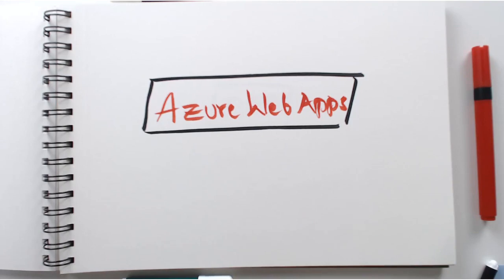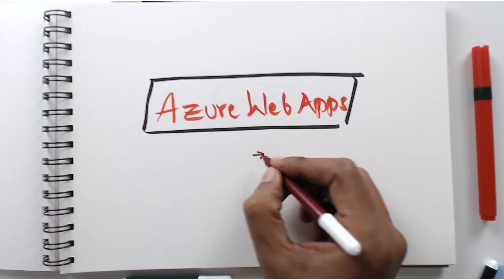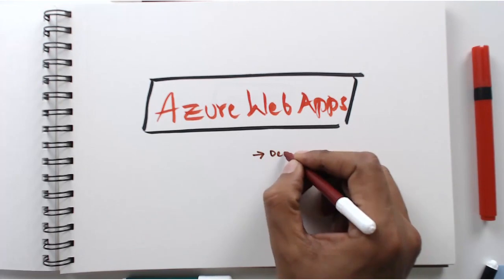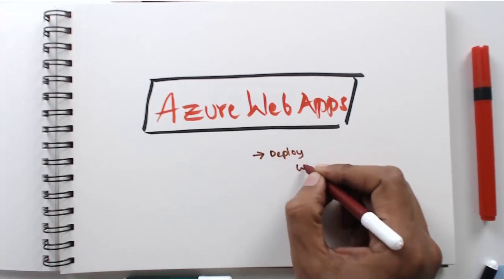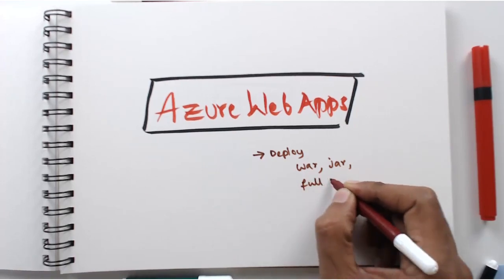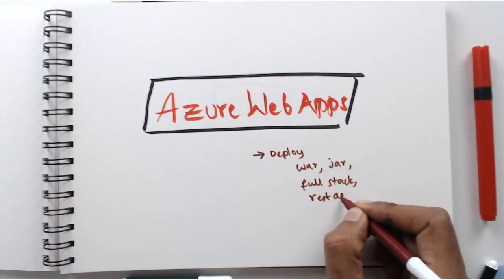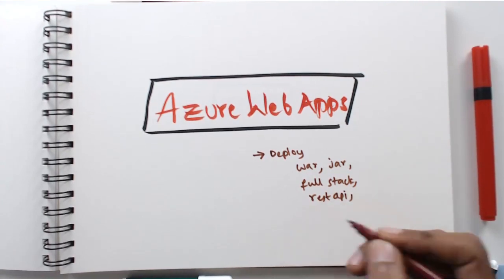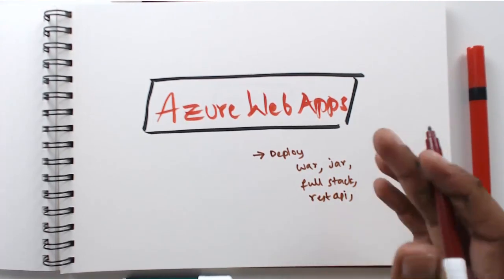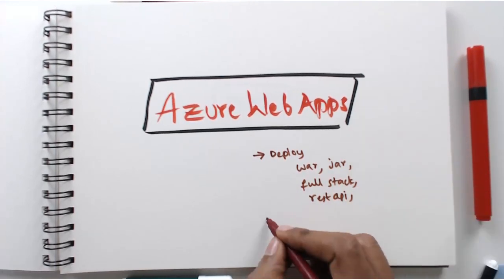Now let's move on to Azure Web Apps. What are the things that you can learn when you are playing with Azure Web Apps? The first thing you can try to do when you are playing with Azure Web Apps is to deploy a number of applications, deploy a WAR file, deploy a jar file, deploy a full stack app, deploy a REST API, deploy a web application, deploy a container. So you can also deploy a multi-container. So try and deploy all the variety of things and see how they are present in web apps.